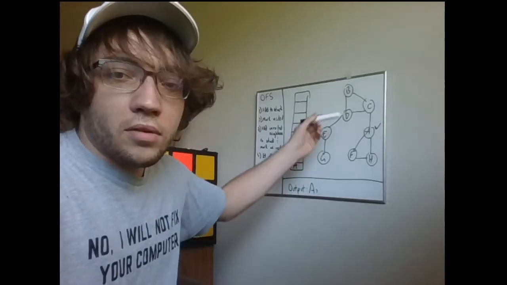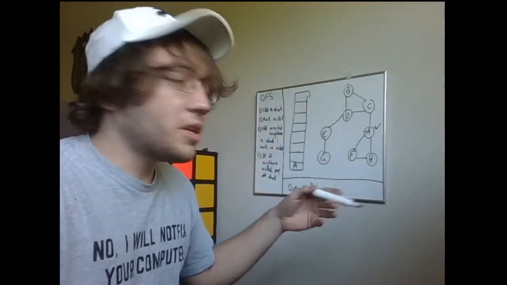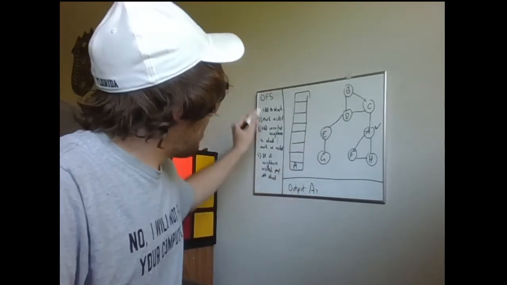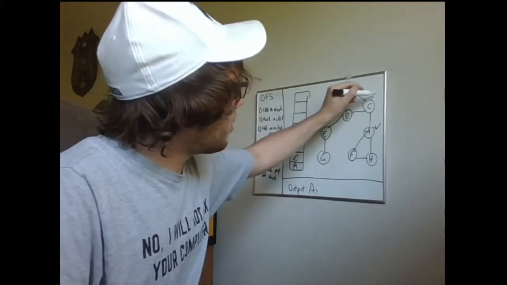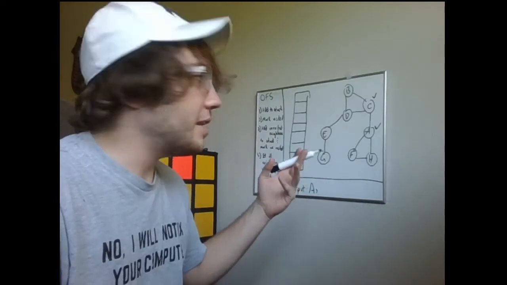Now we have all these neighbors. So we have F, H, C, and D. And for this, we're going to be going to the neighbor with the lowest key value. So that will be C. So we'll add it to the stack. Mark it as visited. Okay, and now we repeat the process looking for unvisited neighbors.